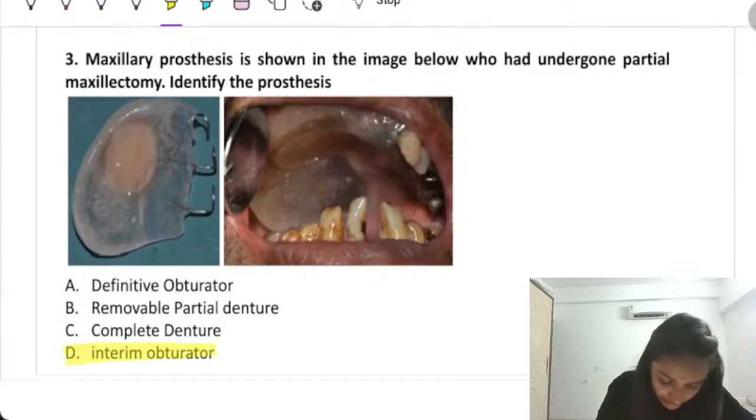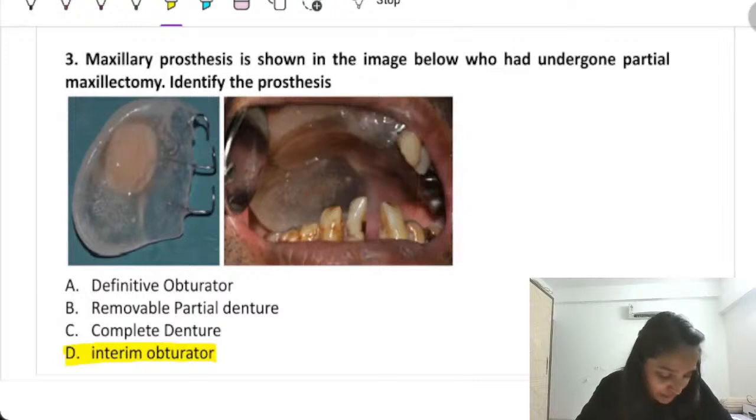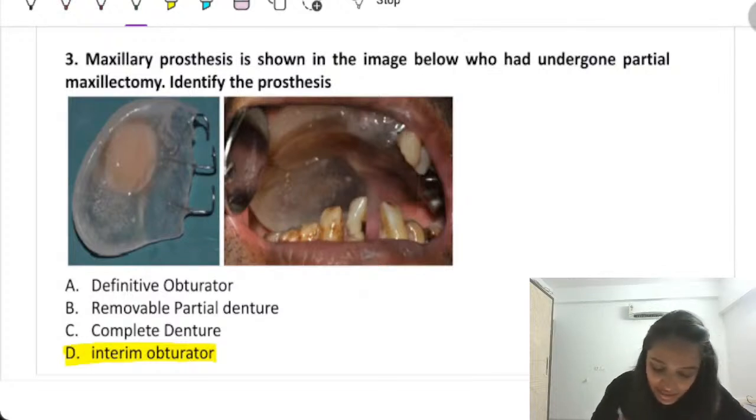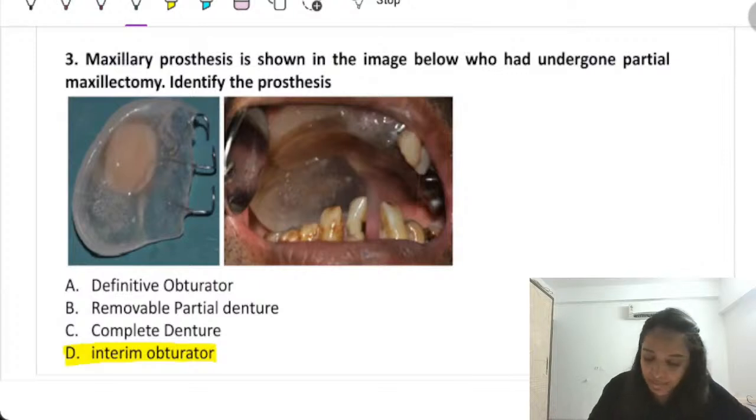So, you're absolutely right. Option number D, interim obturator. Sometimes now I feel maybe we don't need these discussions because all of you are very well trained for your upcoming exam. So option number D, interim obturator is the answer. Now for those who could not figure out or who probably got this question wrong, I'll explain.